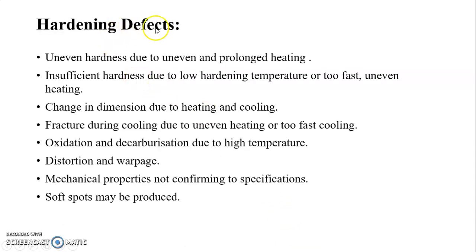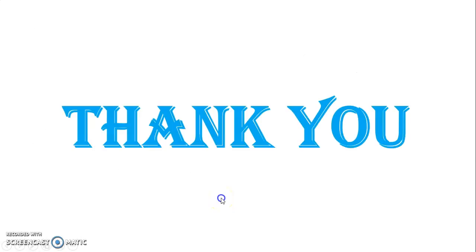Then there are some hardening defects: uneven hardness due to uneven and prolonged heating, insufficient hardness due to too long hardening temperature or too fast uneven heating, change in dimension due to heating and cooling, fracture during cooling due to uneven heating or too fast cooling, oxidation and decarburization due to high temperature, distortion and warpage, mechanical properties not conforming to specification, and soft spots. So these are the hardening defects.